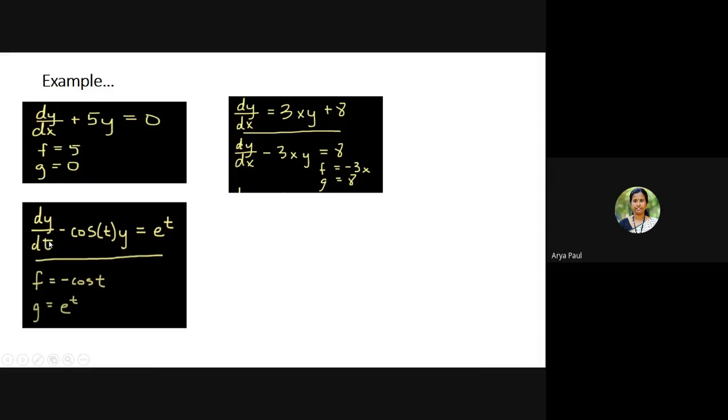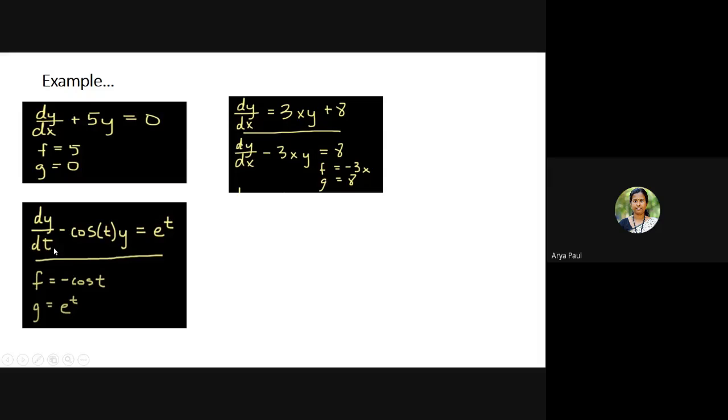With respect to t, we are differentiating. dy by dt minus cos t into y equal to e raised to t. So what is f? f is equal to minus cos t. What is g? The g term is equal to e raised to t. Both f and g are functions of t.